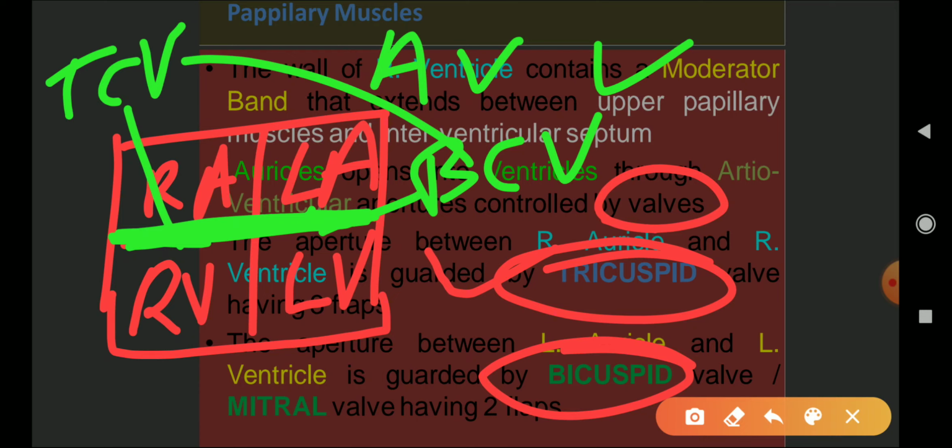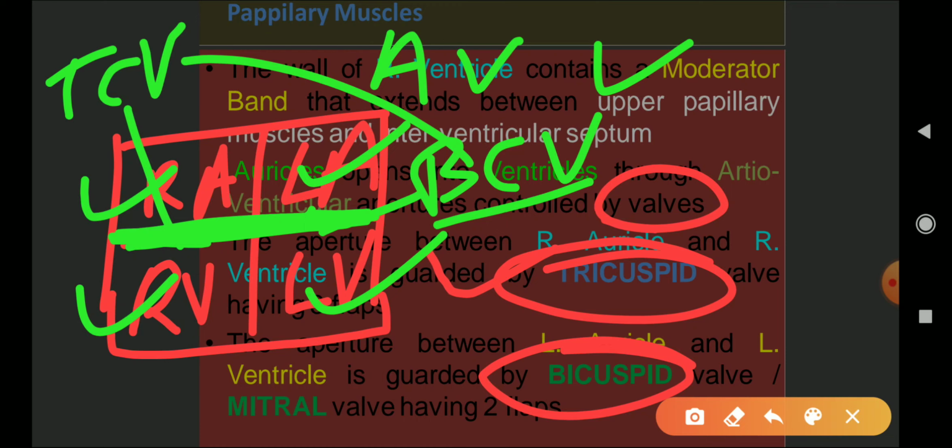Where is the location of tricuspid valve? Between right auricle and right ventricle. Where is the location of bicuspid valve? Between left auricle and left ventricle.